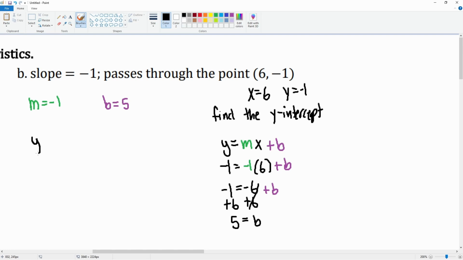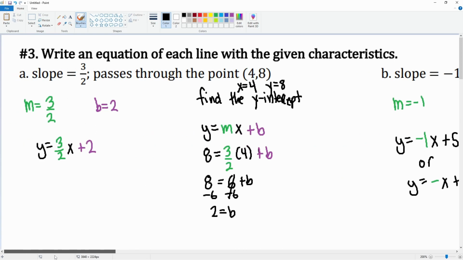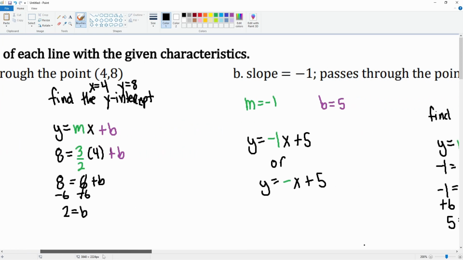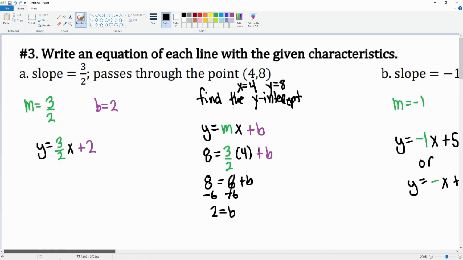We write the equation as y is equal to -1x, and then we add the 5. Technically, you can also see it like this. Y is equal to -x plus 5. No one really writes that one, that's why. Okay, there you go. The difference between this problem and question 1 is that you actually have to find the y-intercept. And here I use the equation method. Again, you can plot or use the chart, whichever works for you.